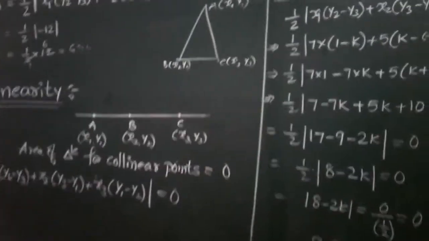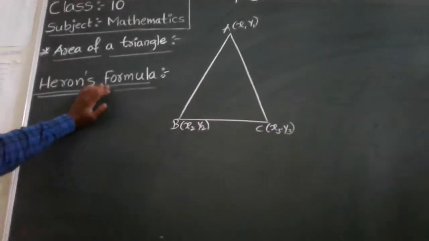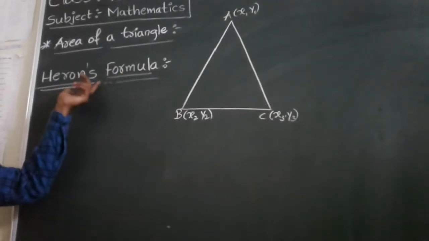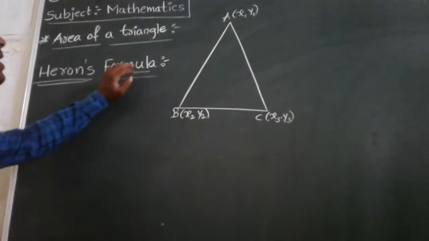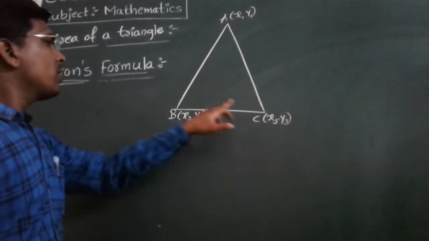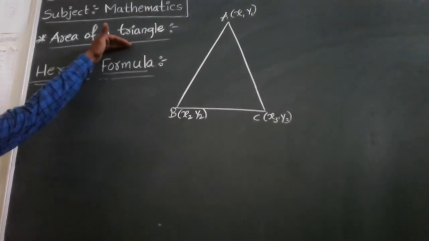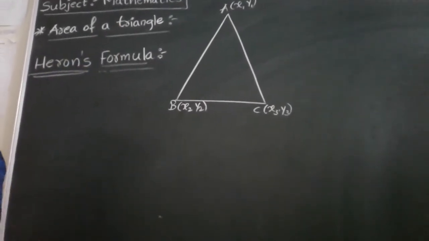Okay. Next we will discuss the formula for the area of a triangle in Heron's formula. We have one more formula to find the area of a triangle. So that is Heron's formula. Okay. So till now, when do we have three different points? We have the formula half into modulus x1 into y2 minus y3 plus x2 into y3 minus y1 plus x3 into y1 minus y2.